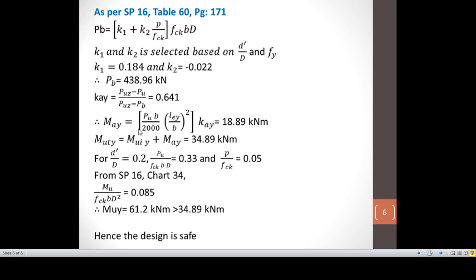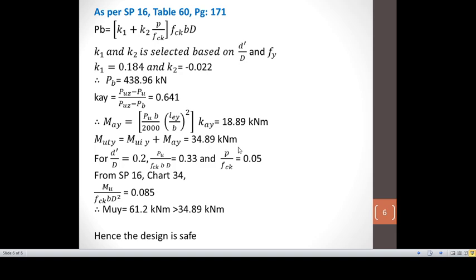Finally, we are calculating the additional moment about y, that is MAY. By substituting the values in this equation, we obtain the moment as 18.89 kilonewton meter. Finally, we are calculating the total moment about the y-axis, which is equal to MUI plus MAY. MUI is 16 kilonewton meter and MAY is 18.89, and the total will be 34.89 kilonewton meter. So this is the total moment acting about the y-axis.